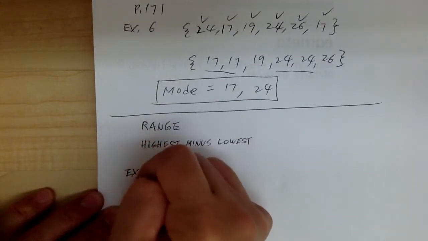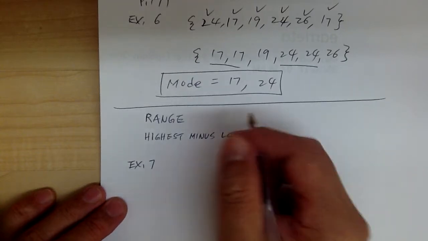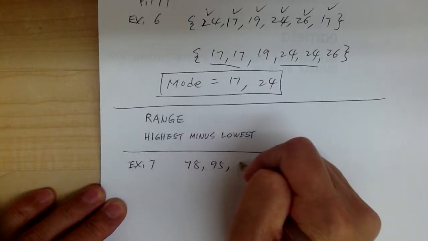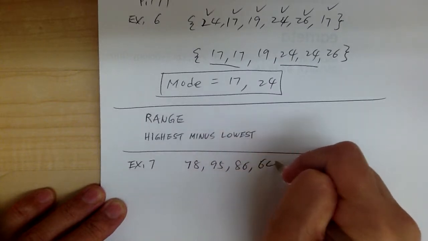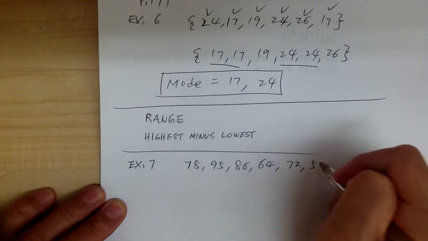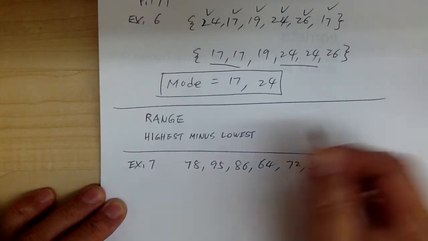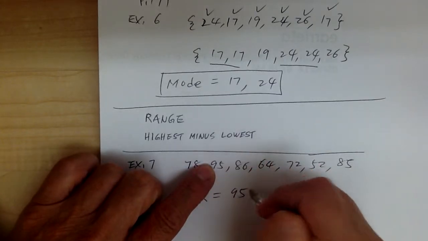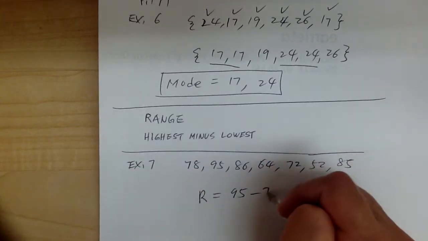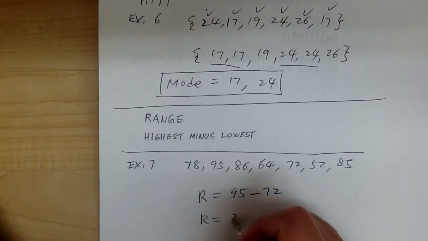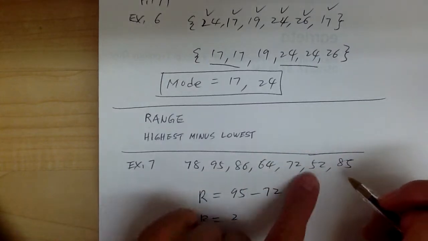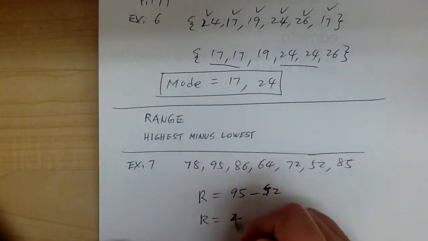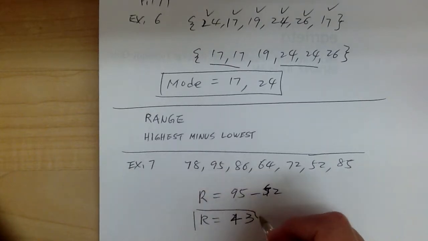So if you look at example 7, it says find the range of the following test scores. So you got 78, 95, 86, 64, 72, 52, and 85. So the range, so R is the range, will equal the highest, which is 95, minus the lowest. So lowest is 52. So minus, you get 43. So the range equals 43.